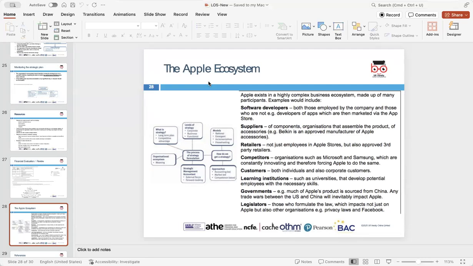Trade wars, regulations, and technological advancement all affect Apple's strategic planning. External factors such as competition and legal regulations are critical in shaping the company's strategic decisions. The Apple ecosystem is a prime example of how an organization must work within a complex network of stakeholders to remain competitive.